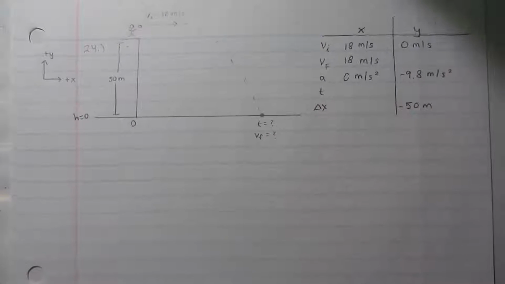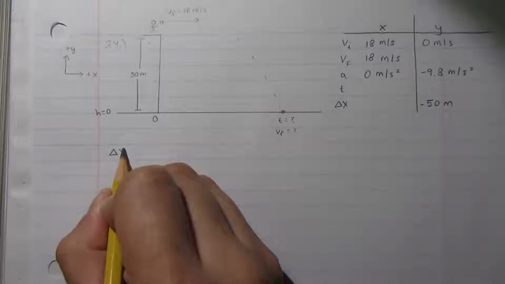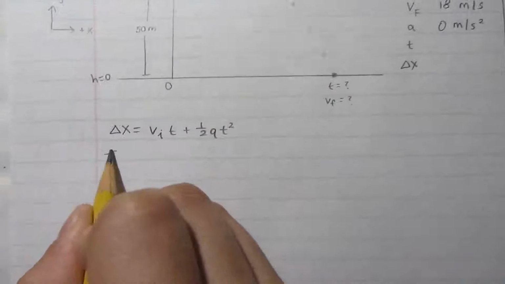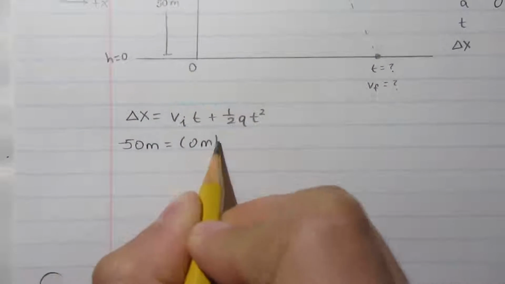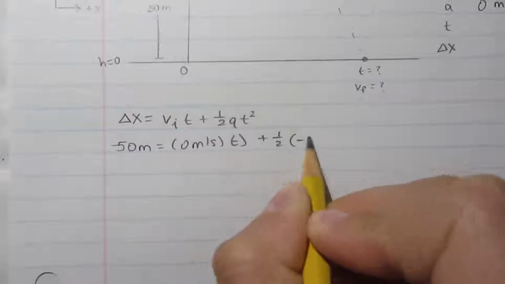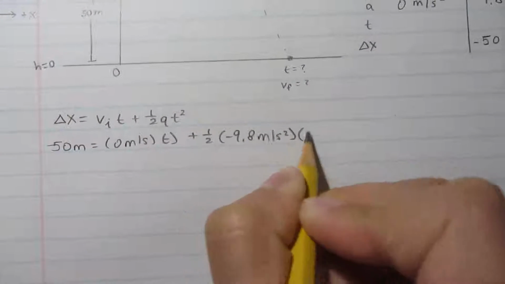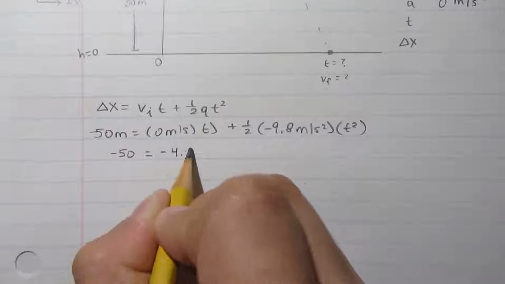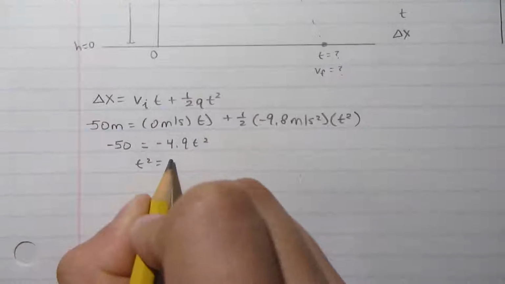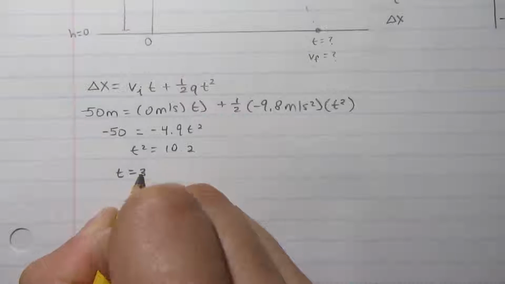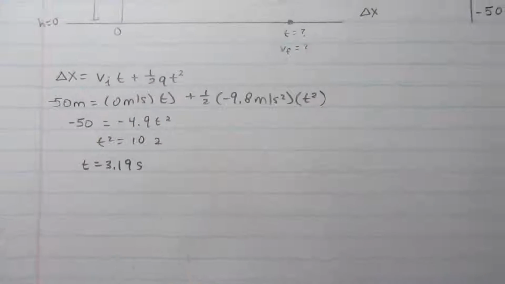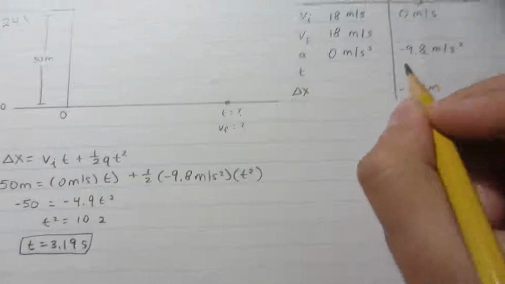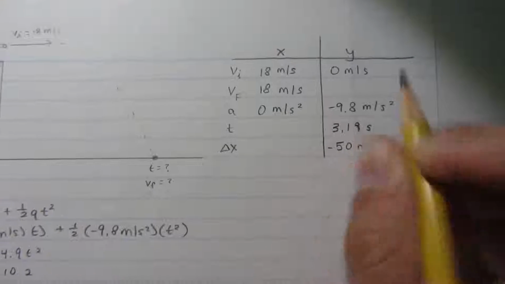So I'm going to use this equation and I'll substitute. So I get negative 50 equals negative 4.9 t squared, so t squared equals 10.2, and t equals 3.9 seconds. Obviously you discard the negative answer for that. So now we have time. We've solved half of the question, and so let's fill this in, and it is the same for both x and y.